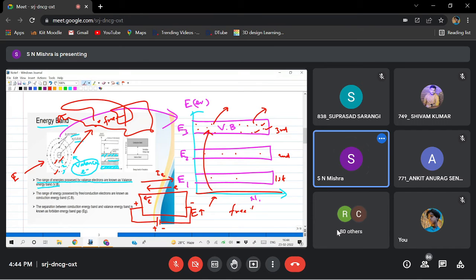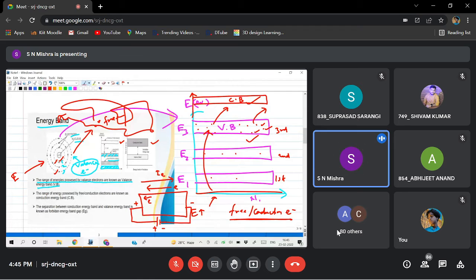Free or conduction electrons. And the energy possessed by these conduction electrons, should I represent it above the valence band or below the valence band? Above, because they have gained some energy and come out of this atom. So obviously the conduction band will be above the valence band. You can see here the conduction band is above the valence band.